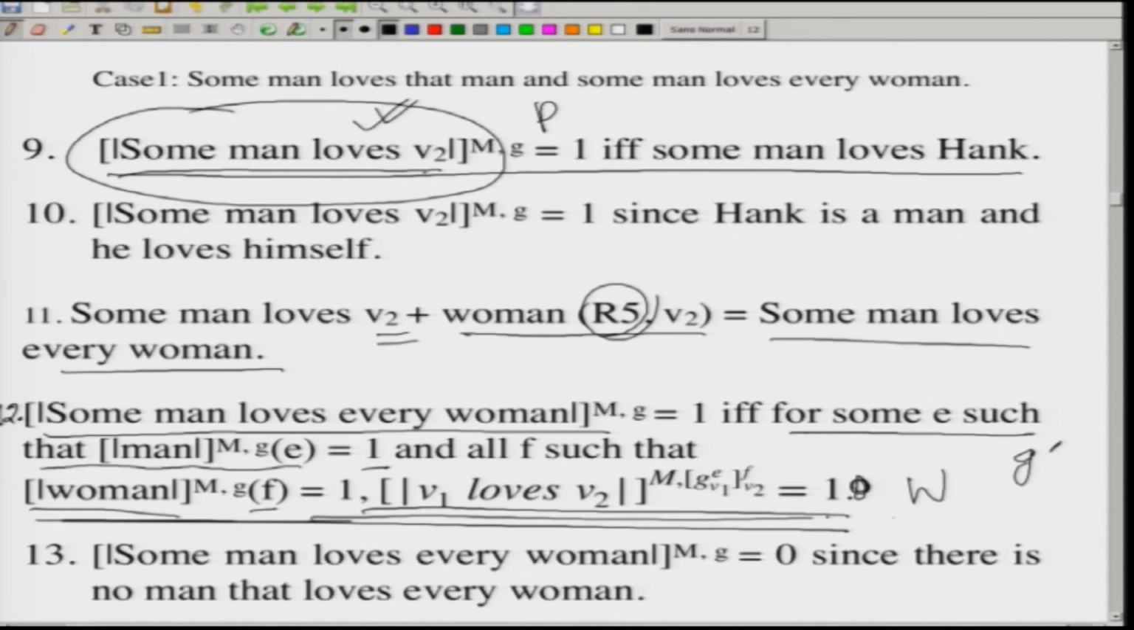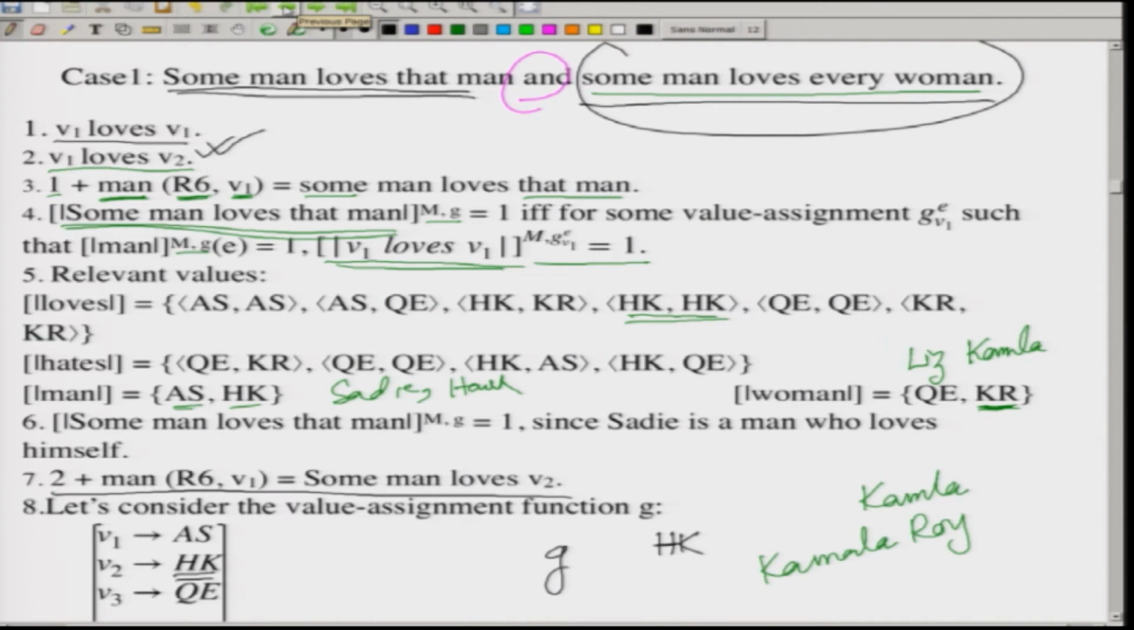So the language of it, and we can see that some man loves every woman is 0, since there is no man that loves every woman. If we had one man, so we can get back to the values, and you see the structure of love. This is the structure. So yes, Hank loves Kamla, true, but Hank does not love Les, and Sadie loves Les, but Sadie does not love Kamla. So we don't find a single man who loves all women. Therefore the truth value of this part is 0.